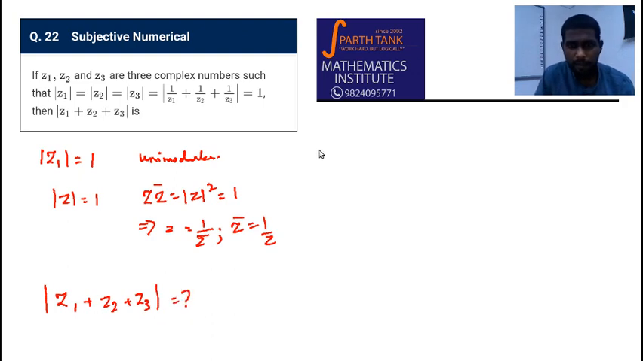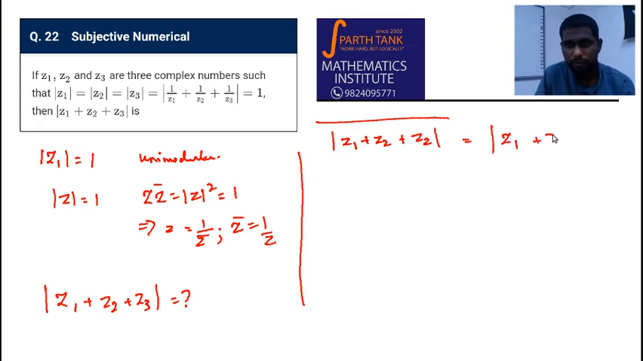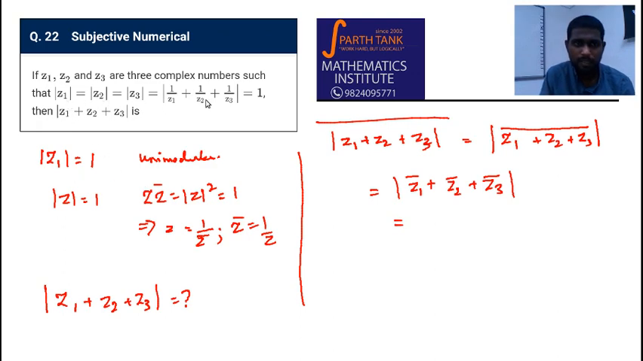Take the conjugate of the whole thing, that is the conjugate of the absolute. We know this is nothing but the absolute of the conjugate. And this can be split, since conjugate can be split anywhere. And if you know that all z1, z2 and z3 have modulus 1, then this condition is true. Z bar is nothing but 1 by z. So this is 1 by z1, this is 1 by z2 and this is 1 by z3. So therefore this is equal to 1, which is given.